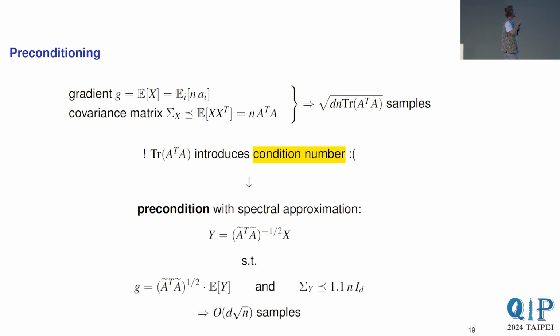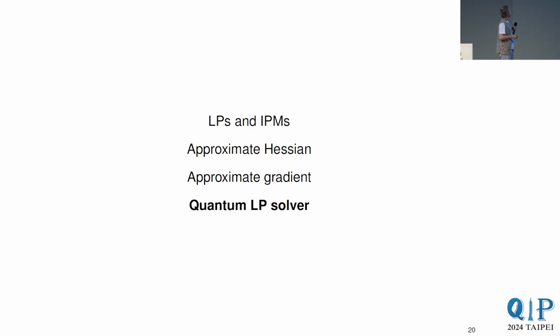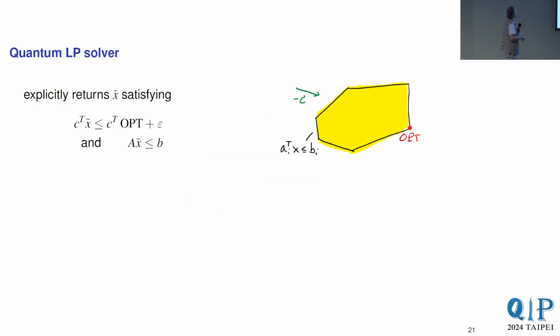So this results in an algorithm that just takes D times square root n samples, right? So this step is slightly slower than the spectral approximation, which was square root D square root n. Okay, but that's the main idea. Now we can put these things together to get a quantum linear program solver based on IPMs.